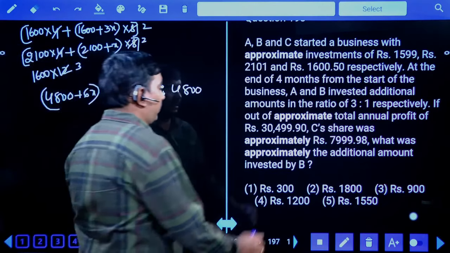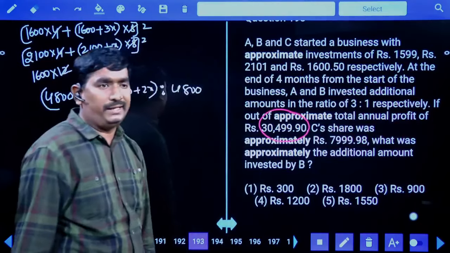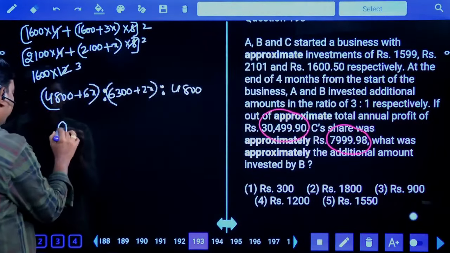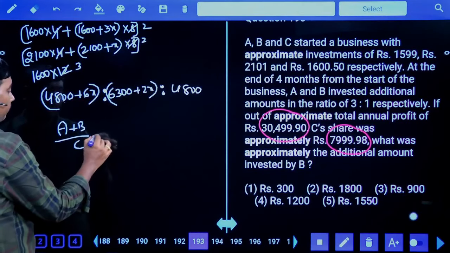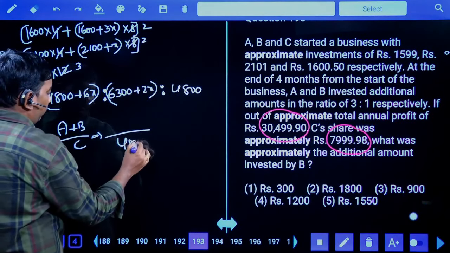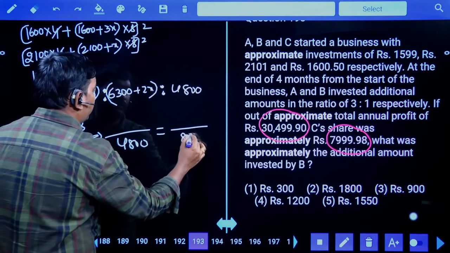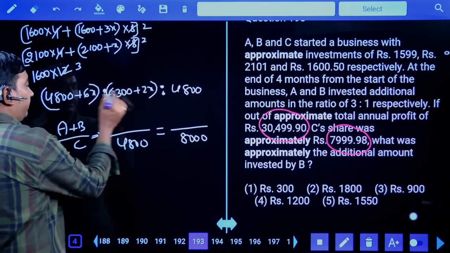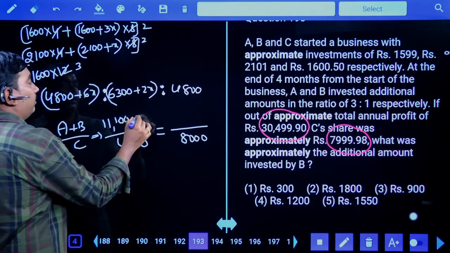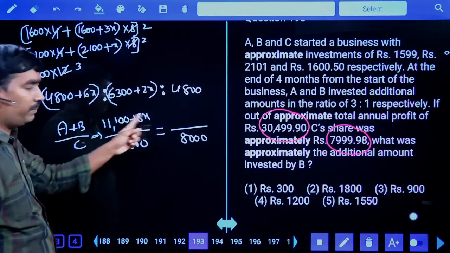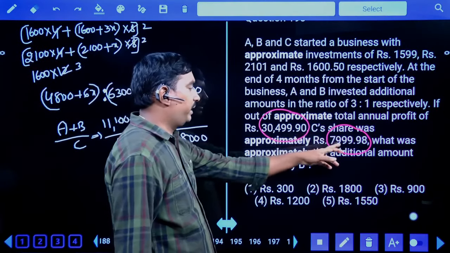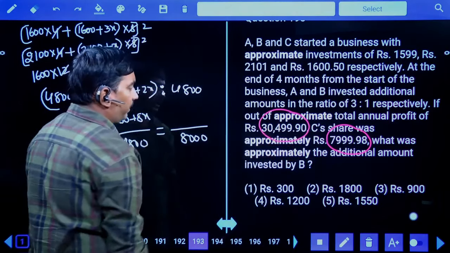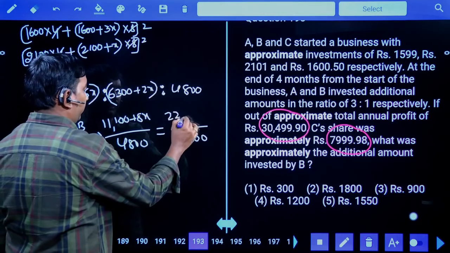And the total profit is 30,500. Out of 30,500, C's profit is 8,000. I would like to do A plus B by C. C 4800, that's why he received a profit of 8,000. A plus B together, 4800 plus 6300 is 11,100 plus 8x. That is A plus B. Out of 30,500, C is 8,000. Remaining belongs to A plus B. 30,500 minus 8,000 means 22,500.